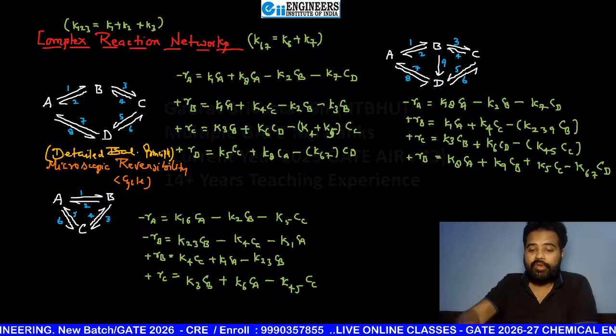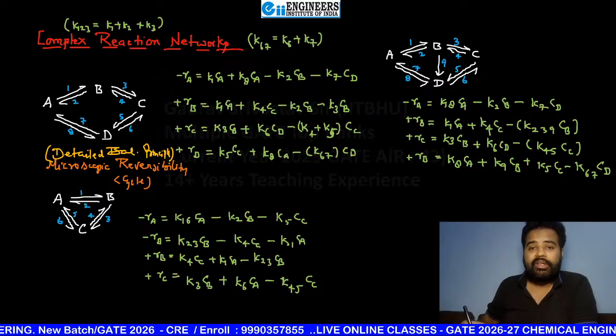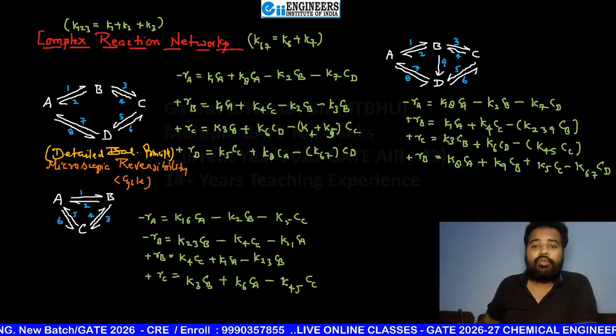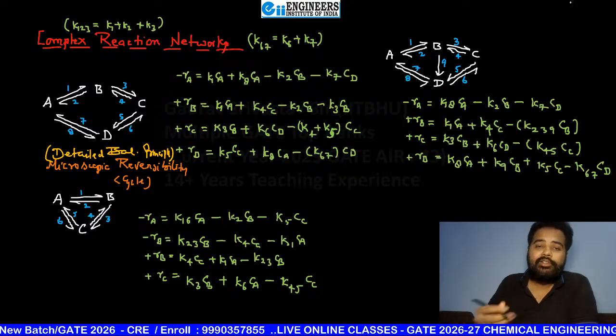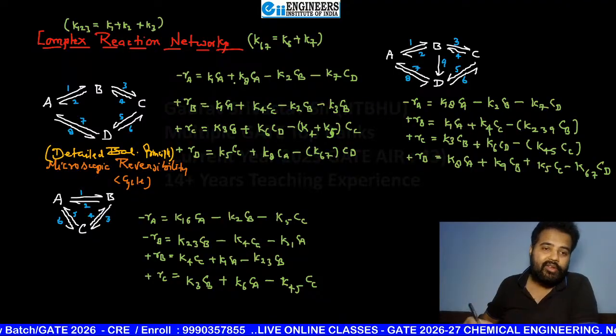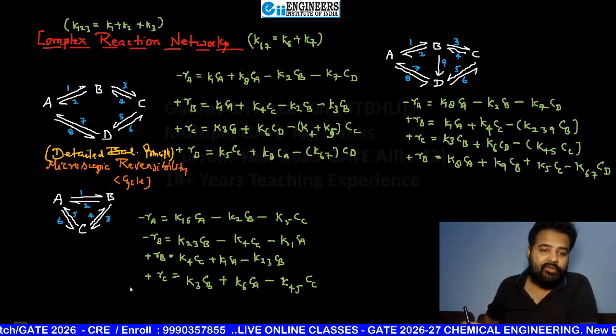How? In that case, the product of the forward reaction rate constants must equal the product of the reverse rate constants. Okay, what does it mean?